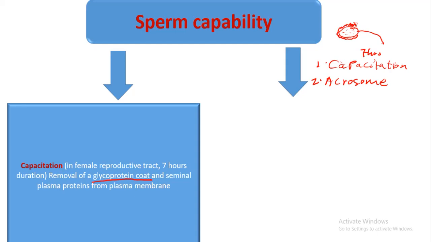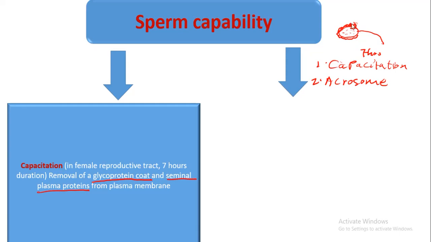And it's not only the glycoprotein coat which is removed, we also have the seminal plasma proteins. These proteins from the membrane, because this sperm has a membrane around it. So the seminal plasma proteins and the glycoprotein have to be removed. In short, for the pregnancy to take place, you have to remove the condom, in short.